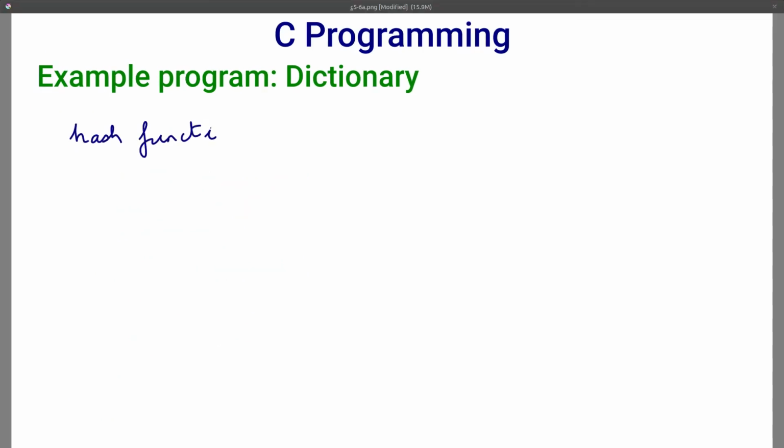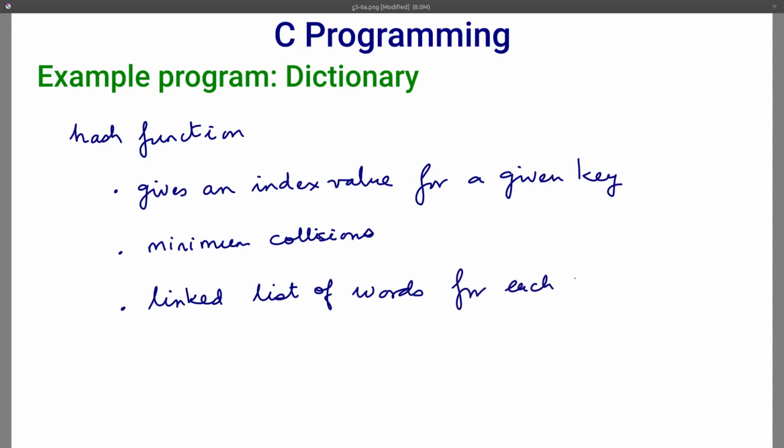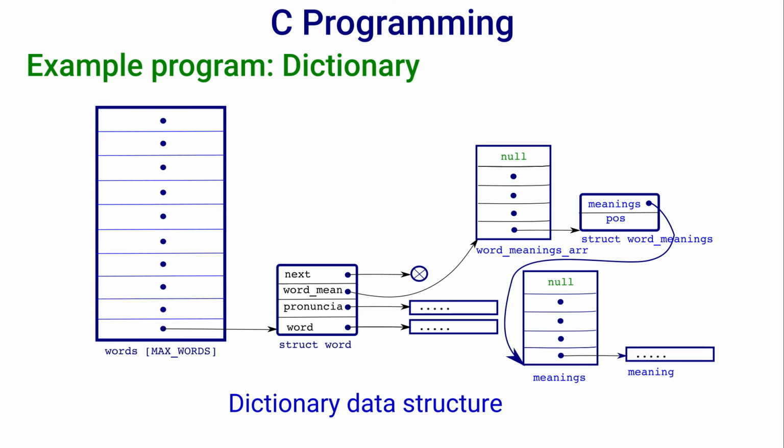So we use a hash function. We pass the word to the hash function as input, and the hash function gives an array index for storing the word. A good hash function gives minimum collisions. That is, it gives the same index value output for very few cases. But there are cases when the same output comes for multiple keys. So what do we do? For each index value, we have a linked list of meanings and keep a pointer to the linked list at the index given by the hash function. And this is our data structure.